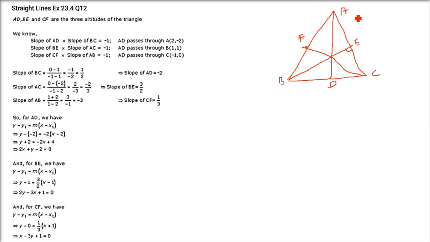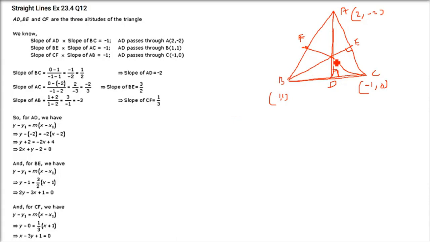Find the equations of the altitudes. Angular points are also given. So A is 2 comma minus 2, B can be taken as 1, 1, and C as minus 1, 0. Now one by one I am going to take. If you understand one of them, you will understand all three. So now take BC. BC is perpendicular to AD. So if we know the slope of BC, we can easily find the slope of AD, because m1 m2 equals minus 1.